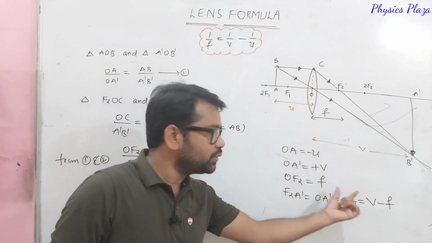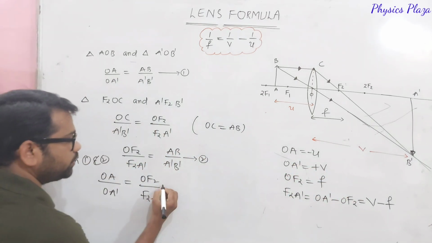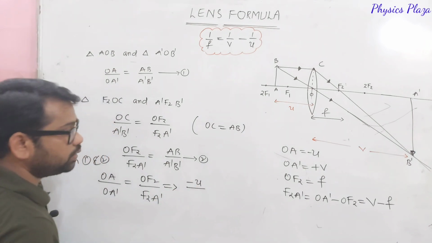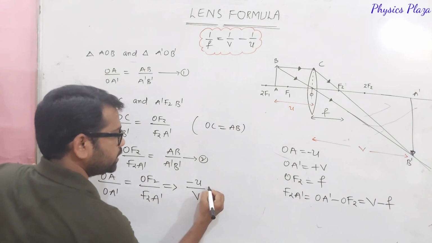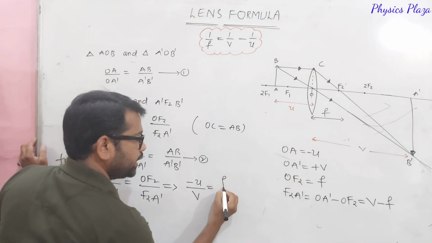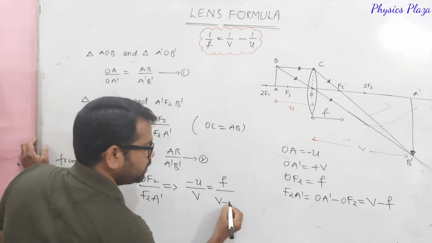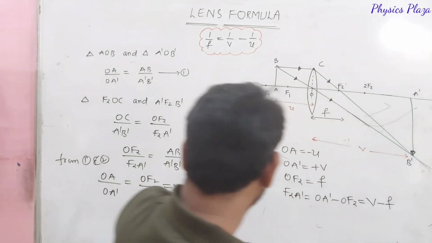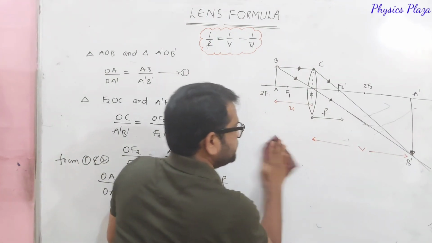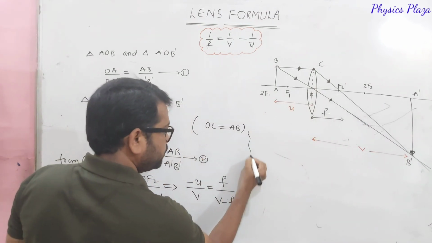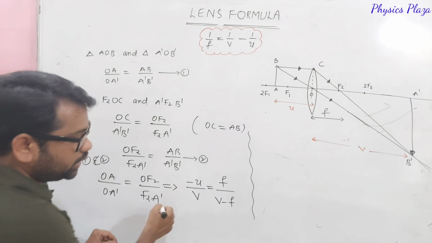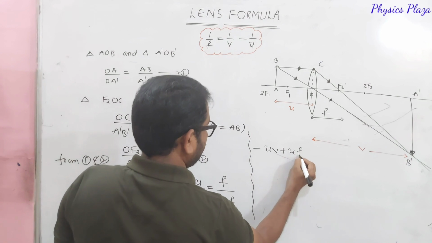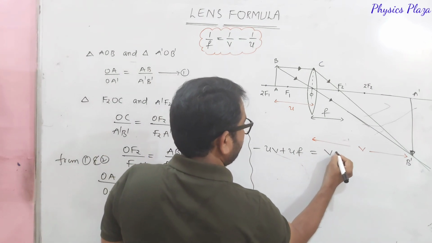Now substitute these values in the respective positions here. OA is minus U, by OA dash is V, is equal to OF2 is F, by F2A dash which is V minus F. Now children, look at how we are going to do the simplification. Just do the cross multiplication. Then we will get minus UV plus UF is equal to VF.